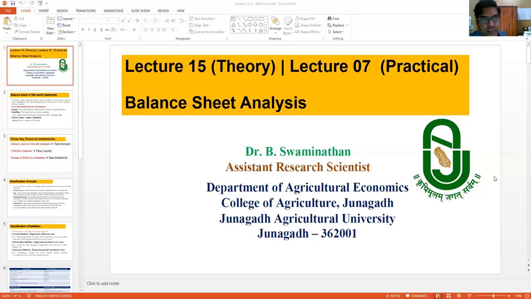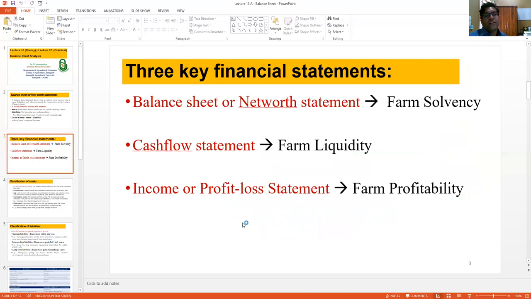In the theory class, we saw that in agriculture, we have three major statements. So we have three key financial statements. First is the balance sheet or net worth statement. Then we have the cash flow statement. And then we have the income or profit and loss statement. All these three statements are different from each other. We have seen all these things in theory classes and we'll be revising it very soon.